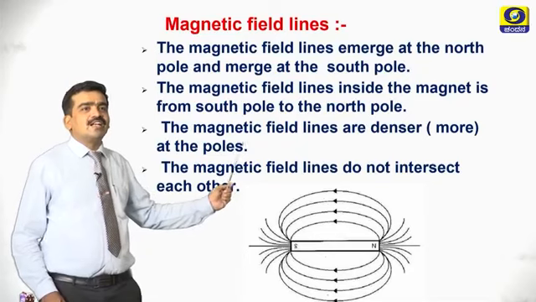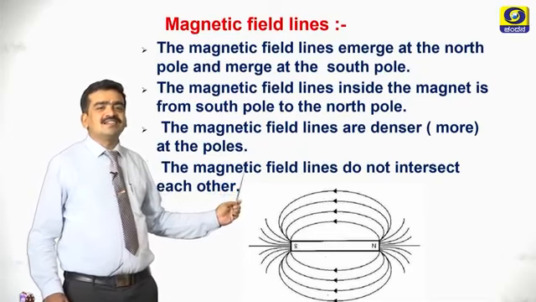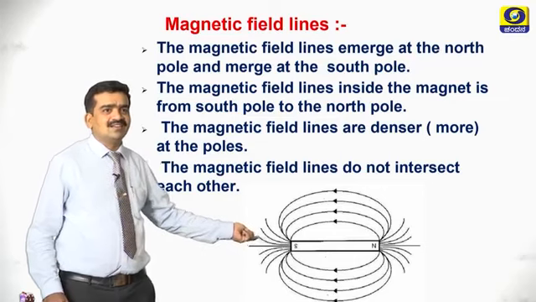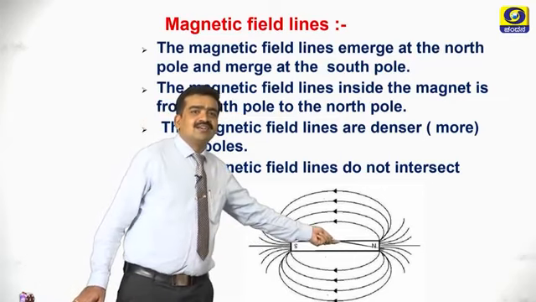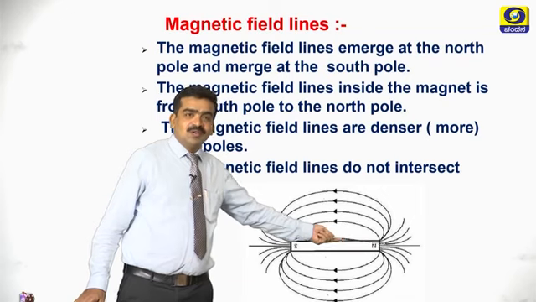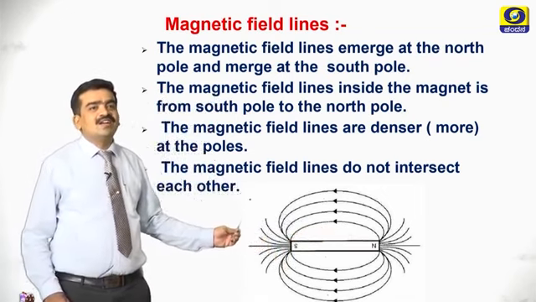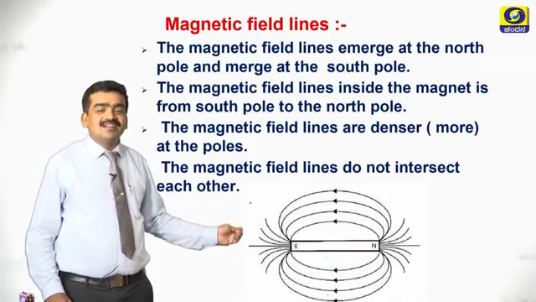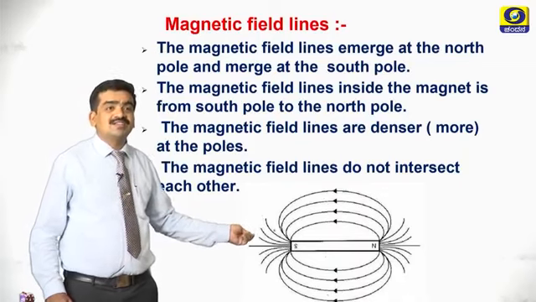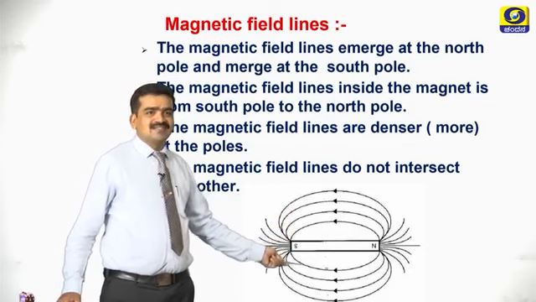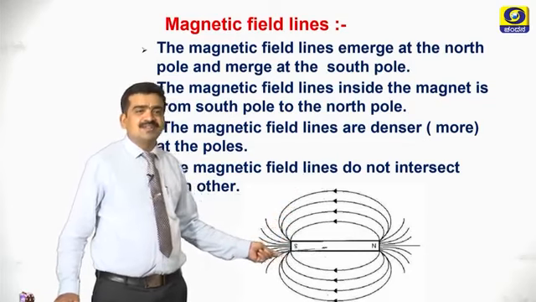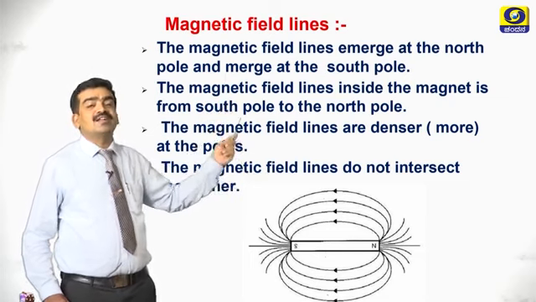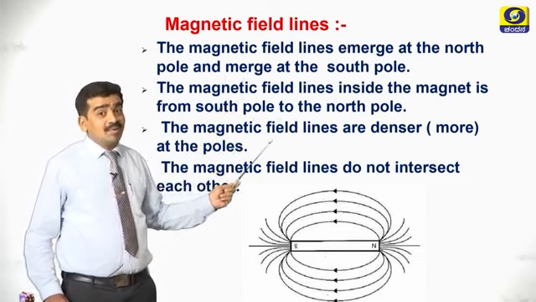Then the magnetic field lines are denser at the poles. You are seeing here the magnetic lines are more at the poles. Then magnetic field lines do not intersect each other. They will not intersect each other. They keep on pushing each other. You are seeing the arrangement of the magnetic lines of force. So these are some important properties of magnetic lines of force that you have to remember.